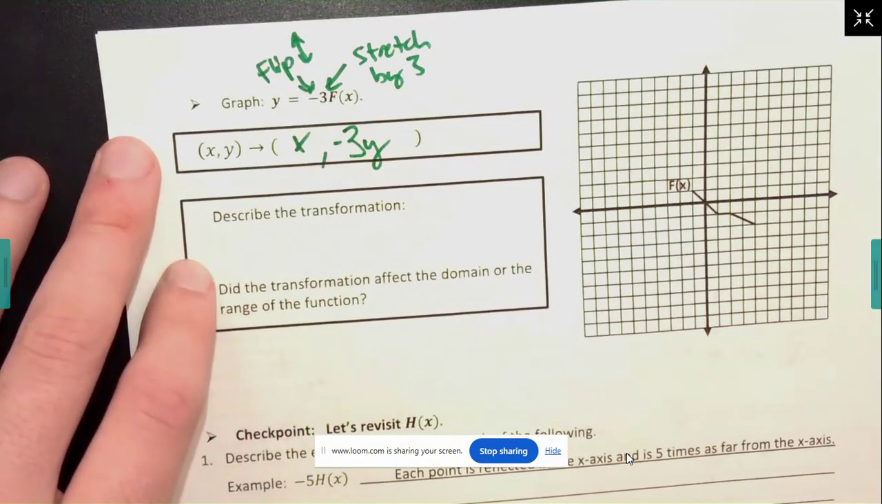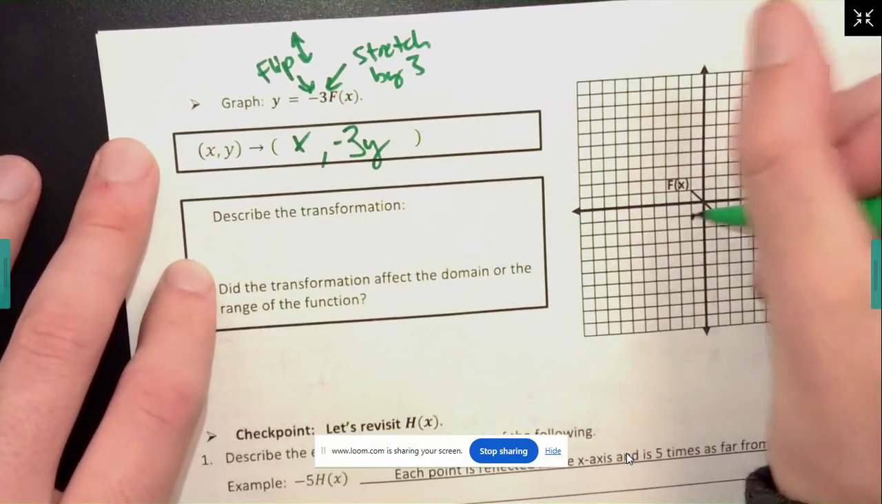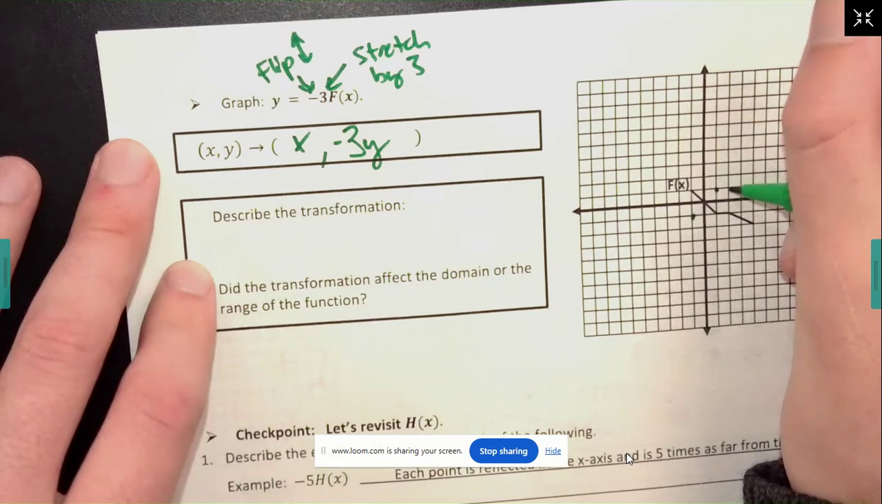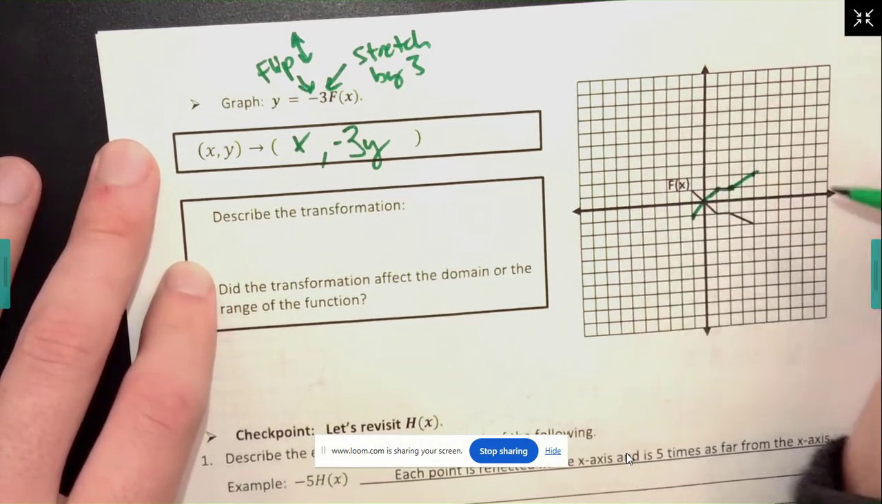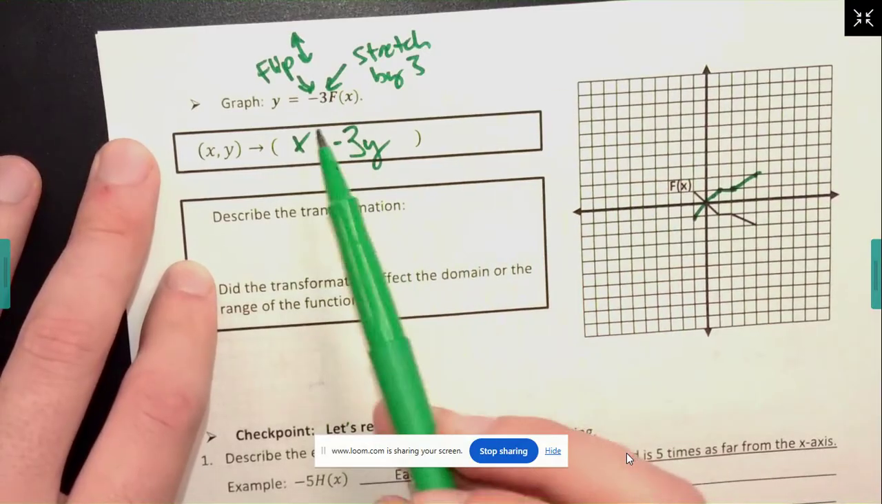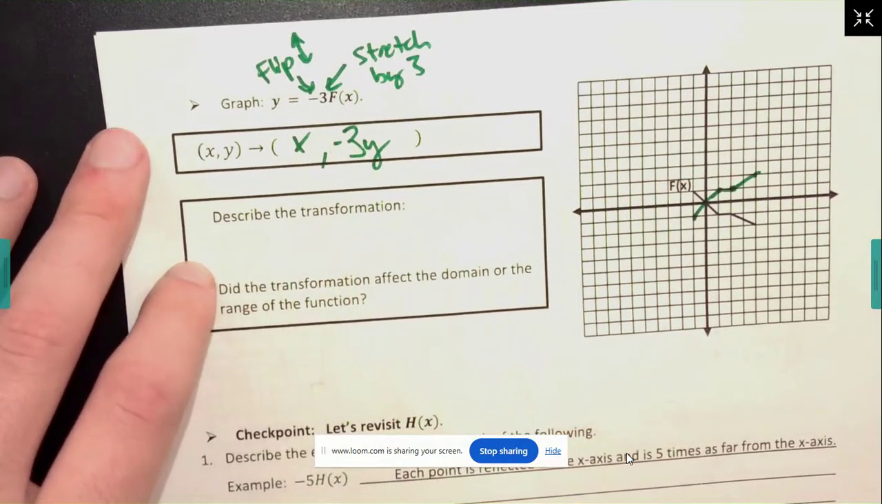So what I can do is flip these over the x-axis, and that's step 1. I just did the flipping part. Now I can stretch it by 3.